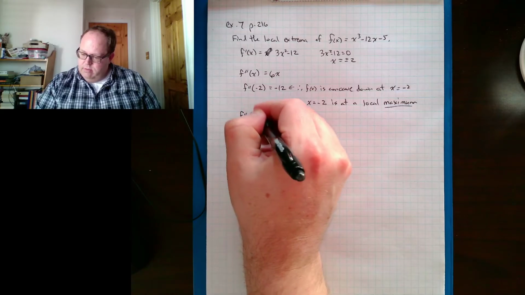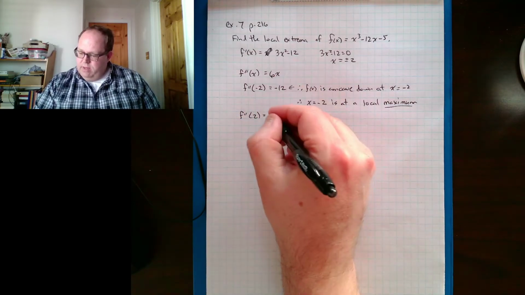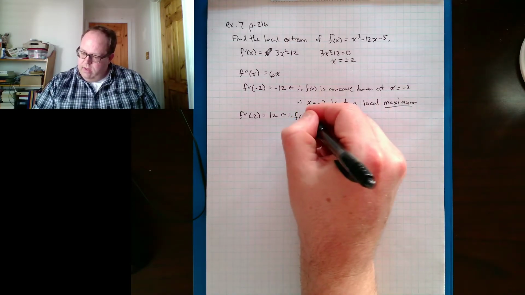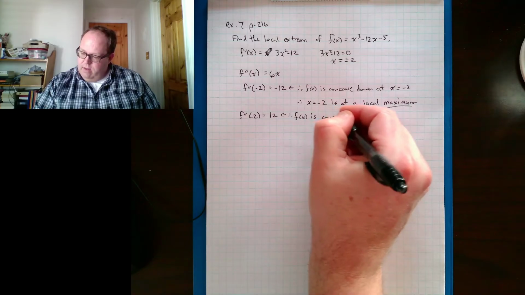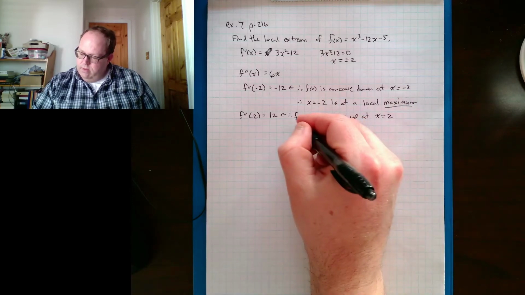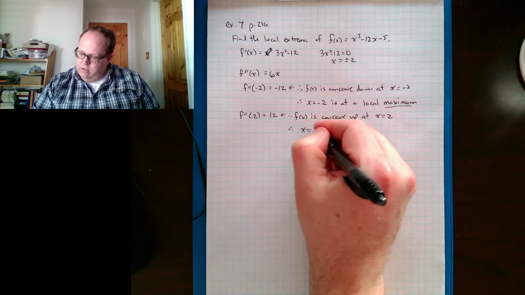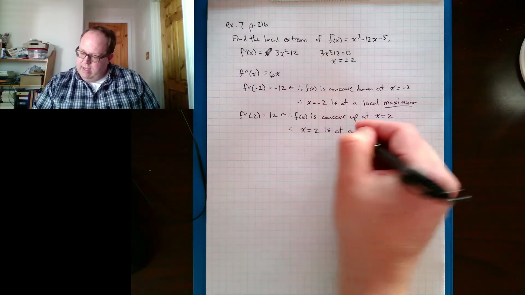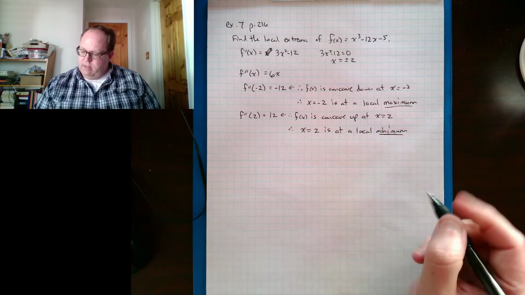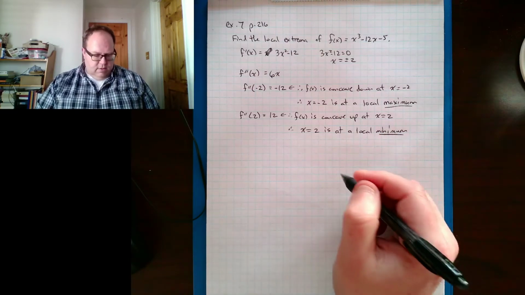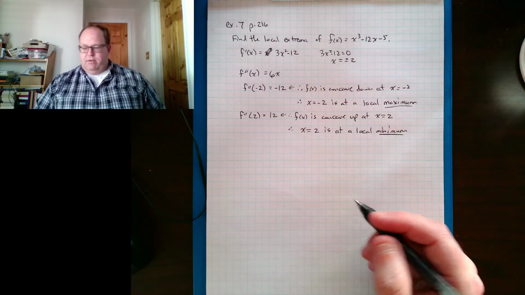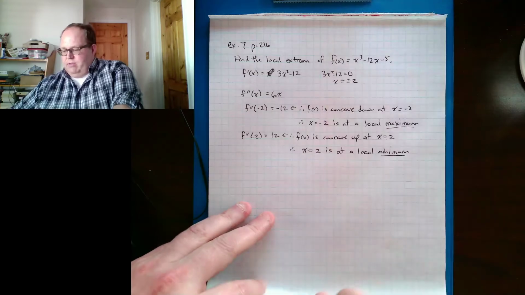Likewise, if I put positive 2 in, I get positive 12. Therefore, f of x is concave up at x equals 2, and therefore x equals 2 is at a local minimum by the same argument. Okay, our last example kind of pulls a lot of this all together. I'm going to move on to another sheet for this last one.